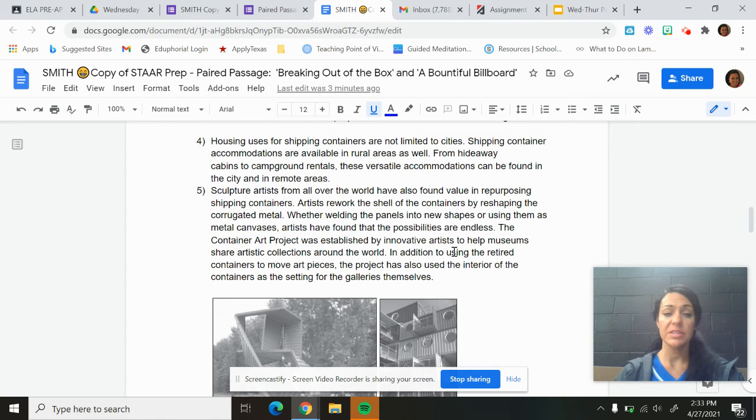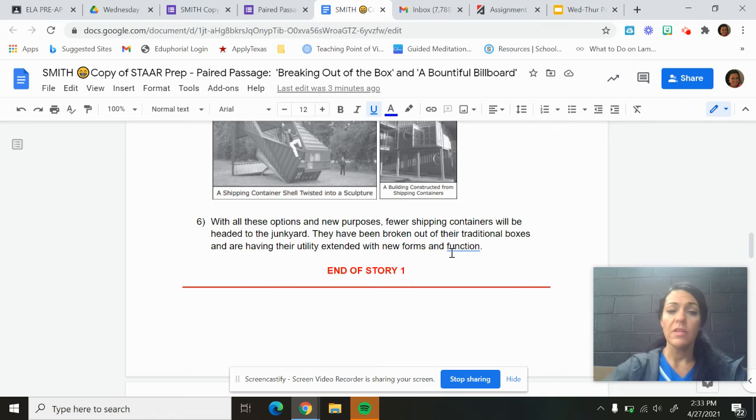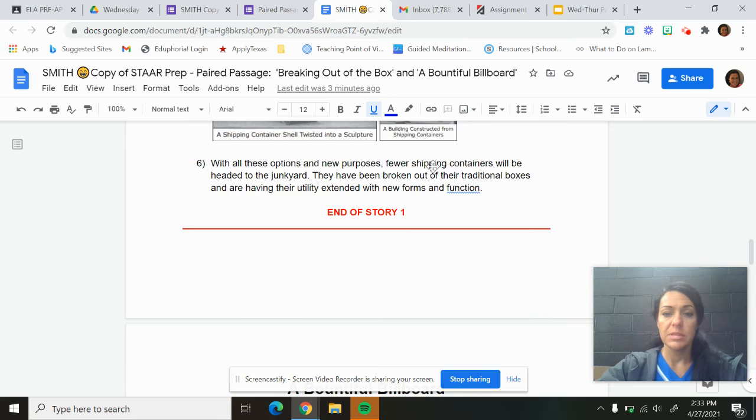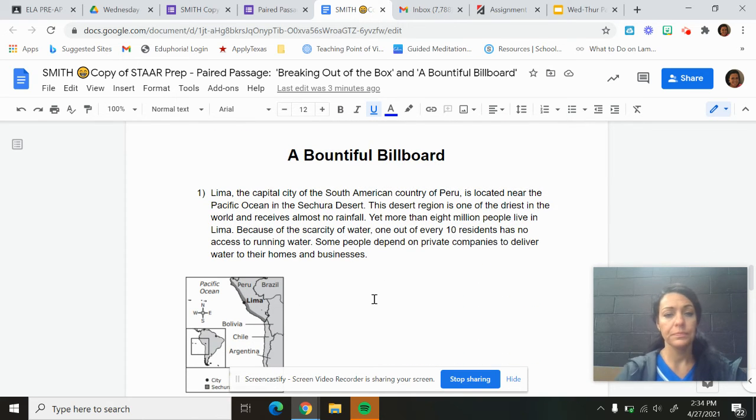In addition to using the retired containers to move art pieces, the project has also used the interior of the containers as the setting for the galleries themselves. With all these options and new purposes, fewer shipping containers will be headed to the junkyard. They have been broken out of the traditional boxes and are having their utility extended with new forms and function. Okay, here's a sculpture, a building construction from similar containers. End of story 1. Okay, this is a bountiful billboard.